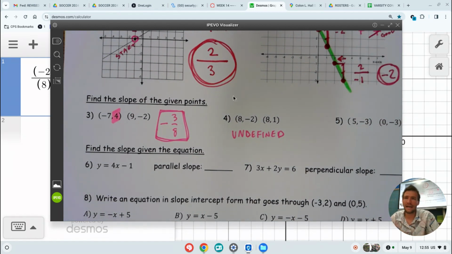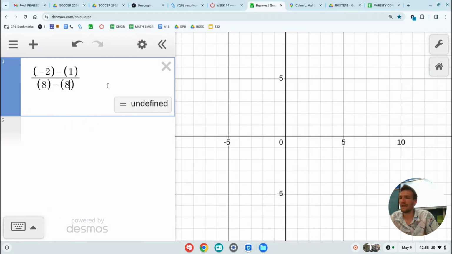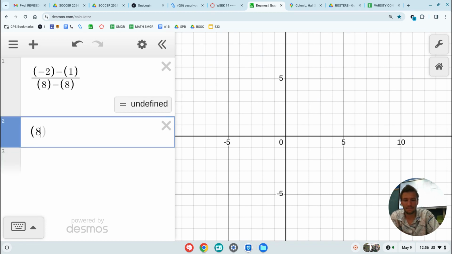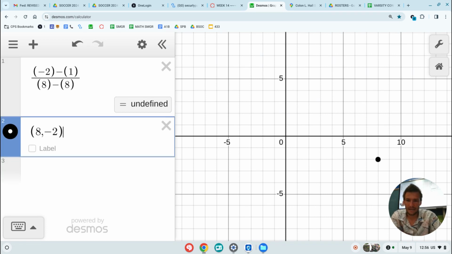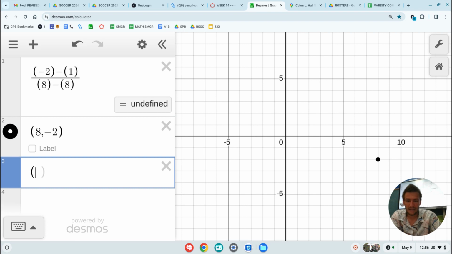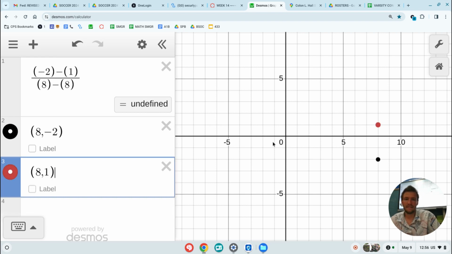I see that we have 8 and 8. I see that we have 8 minus 8. 8 minus 8 is going to be 0, and you cannot divide by 0. If I saw these as a picture, 8 comma -2 and 8 comma 1, this picture is a straight up and down set of dots. They're going to make a straight up and down line. And so it all makes sense, undefined.